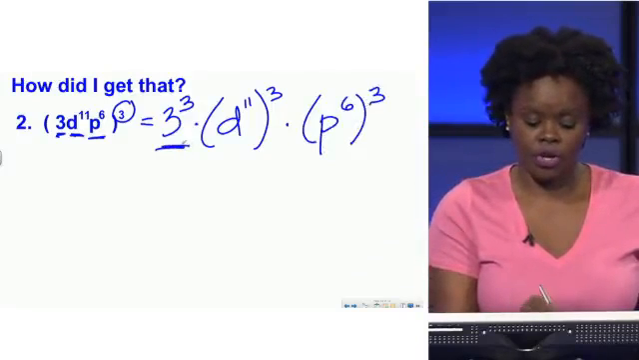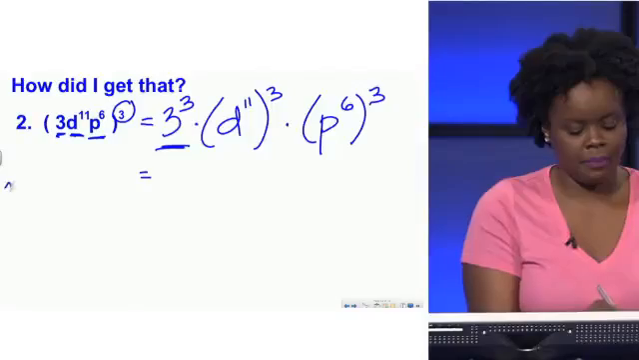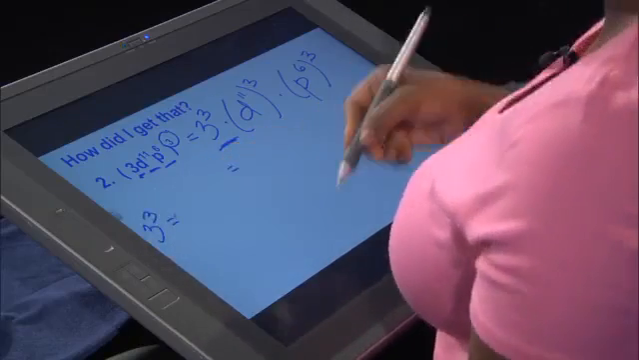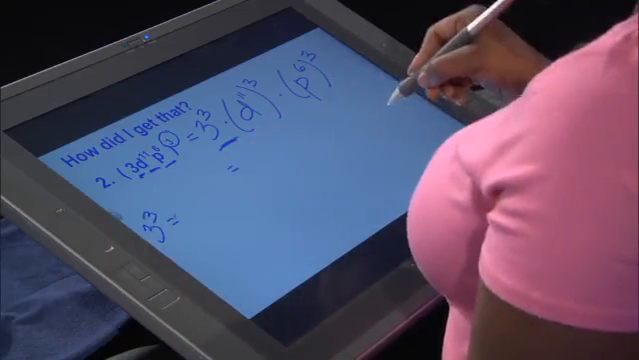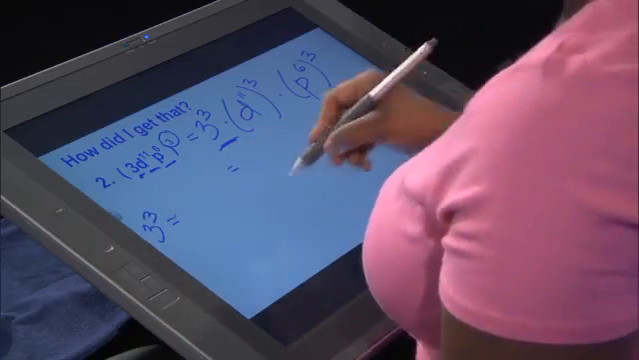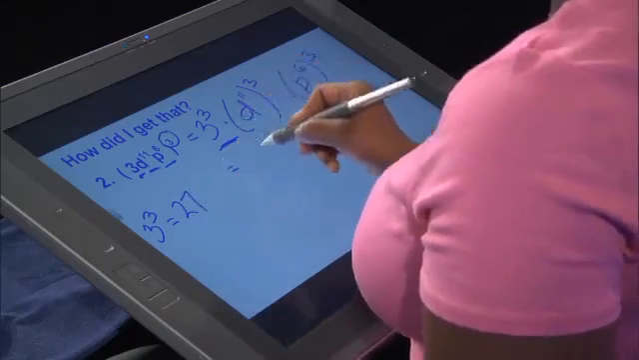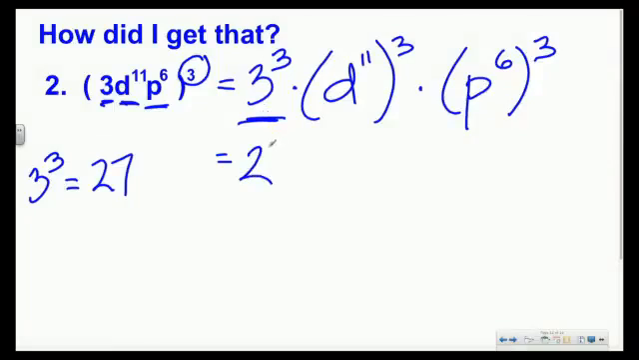So 3 to the 3rd, come off to the side. All right, so that's 3 times 3 times 3. So 3 times 3, that's 9. 9 times 3 is 27. So I know 3 cubed would simplify to 27. Then I have d to the 11th raised to the 3rd power. Come off to the side.